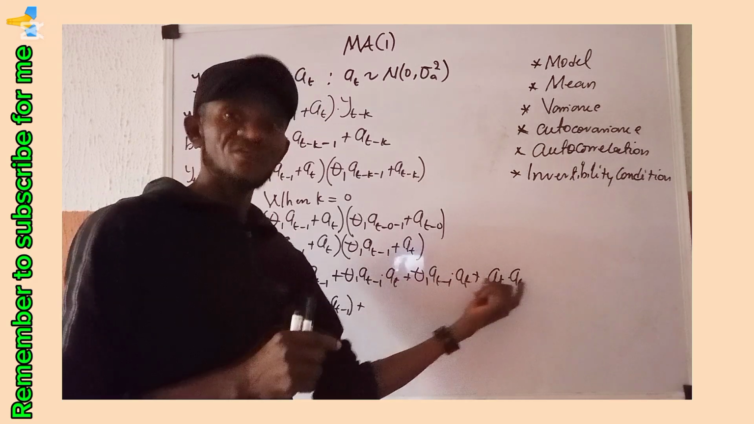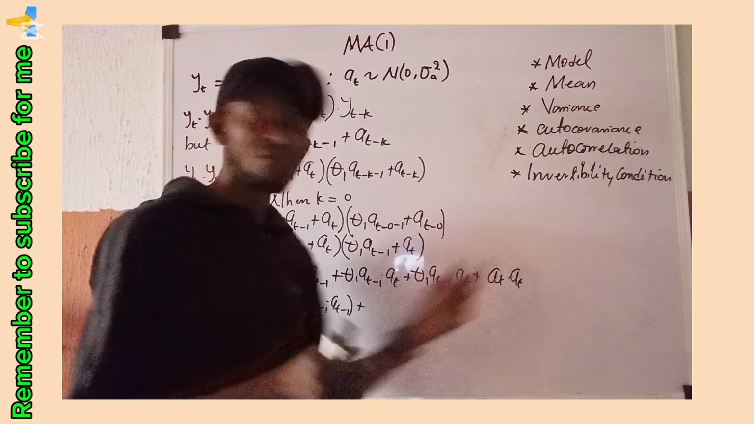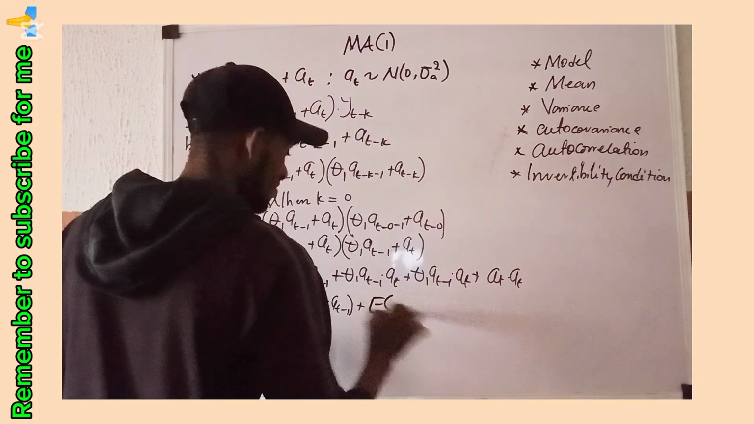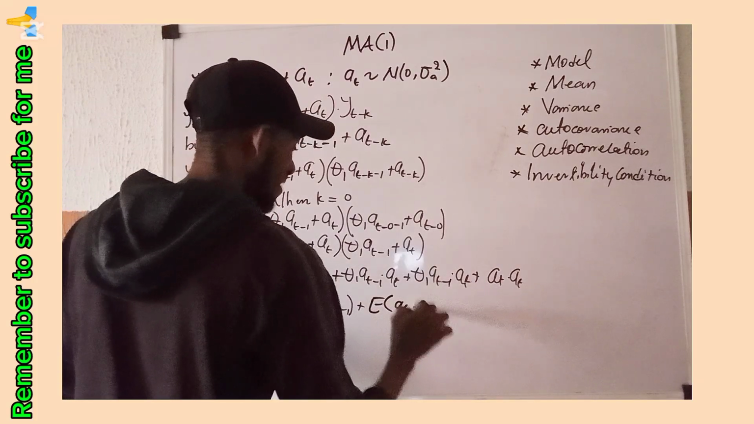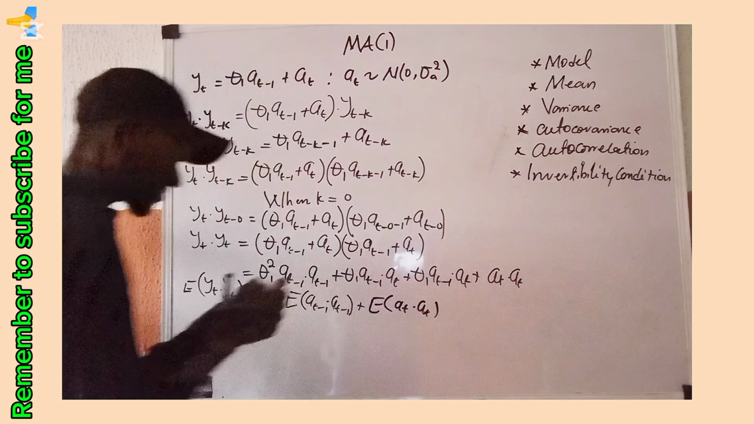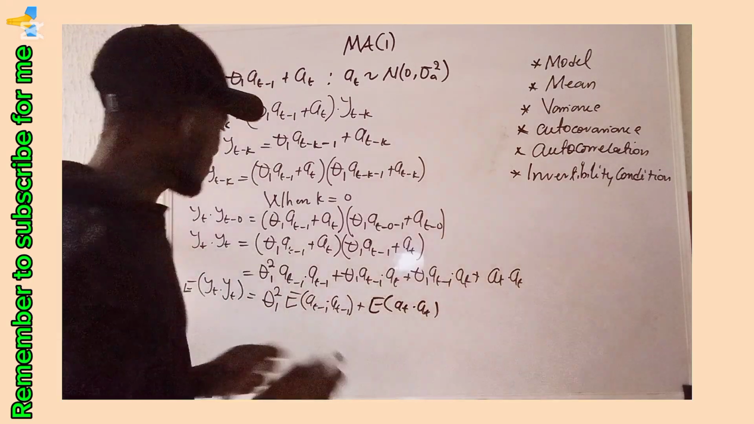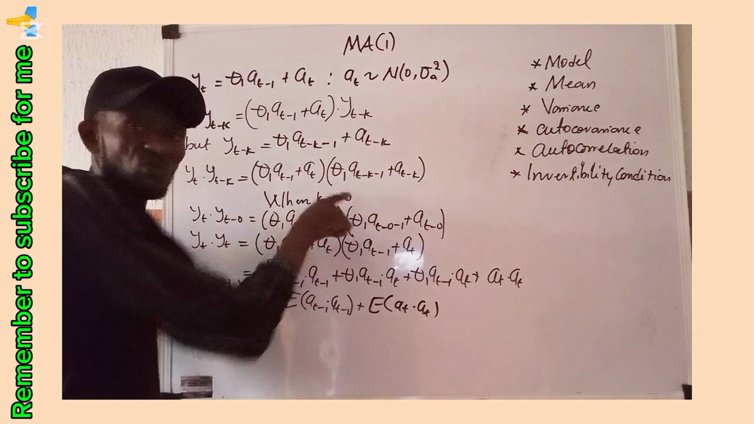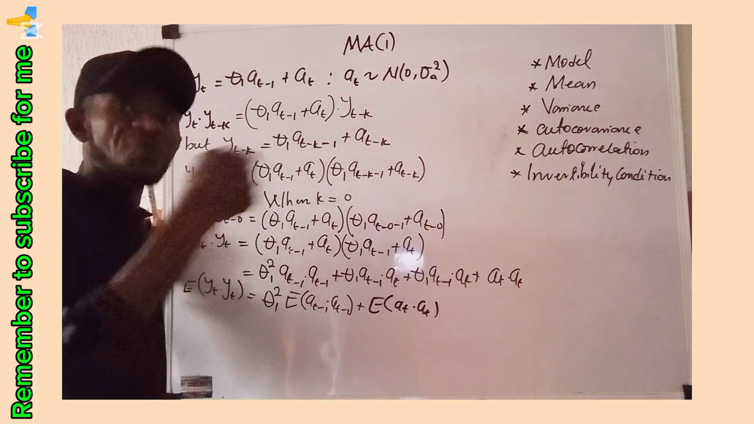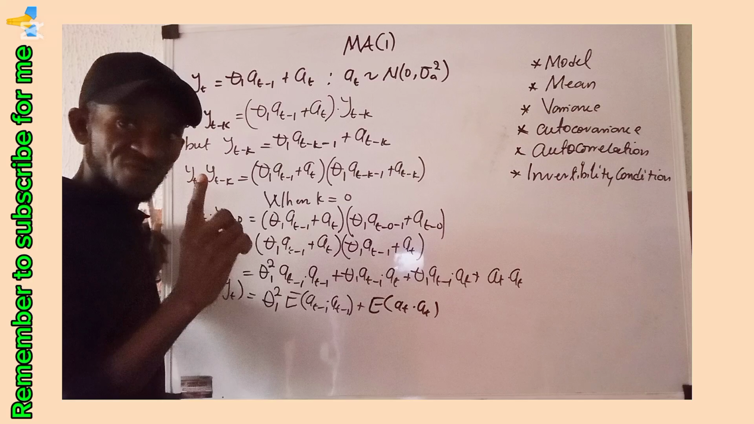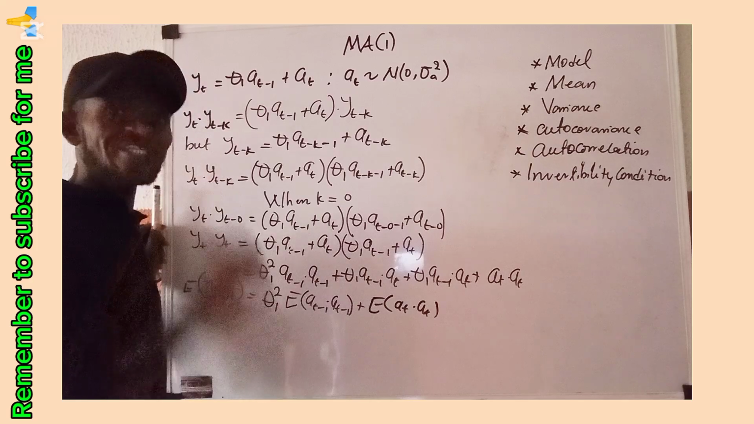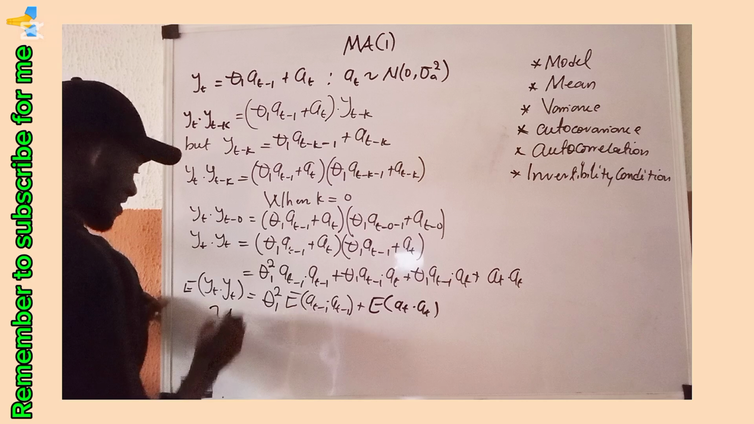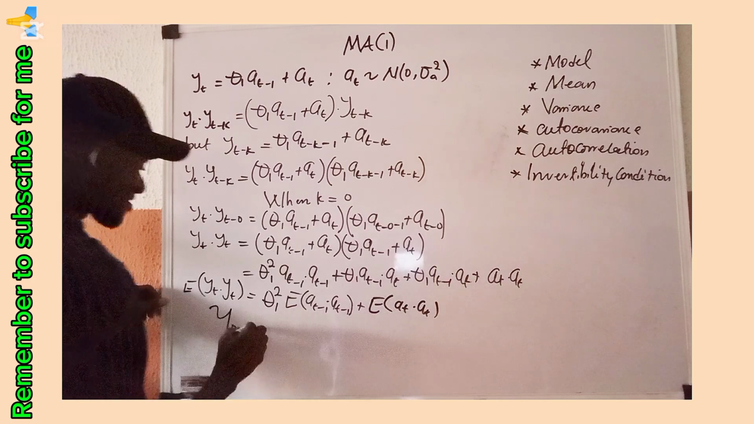Then we come here. So we are going to take expectation of A of t and A of t. So we now have E of A of t multiplied by A of t. And may I remind us that when k becomes 0, we call it autocovariance at lag 0. And another name of autocovariance at lag 0 is variance. So it is written as gamma 0 is equals.